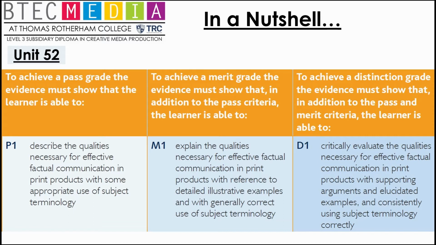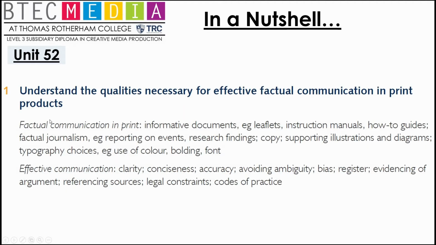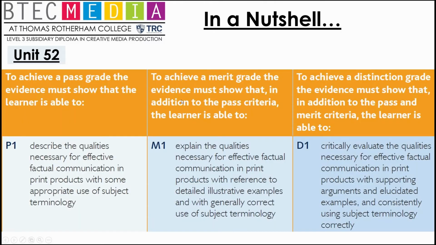The pass criteria: you've basically just got to show that you understand the qualities. So you understand these things here, you know what they are, you know what the advantages and disadvantages are. But then pushing towards a merit and distinction level, you need examples. You need detailed examples. You've got two keywords here: detailed illustrative examples for a merit, but then elucidated examples for a distinction. Elucidated basically just means very detailed.